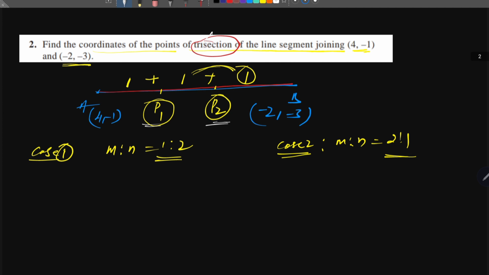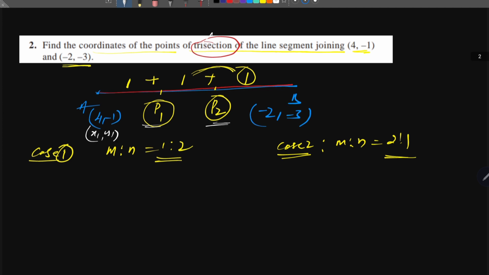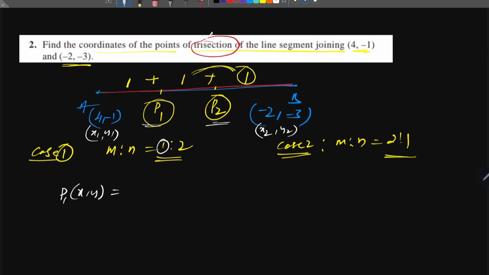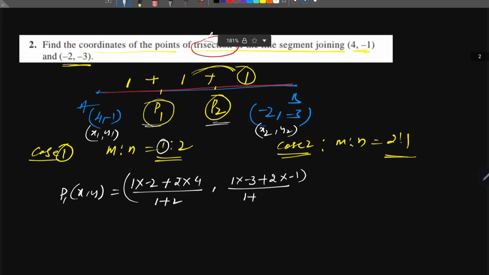So now consider x1, y1 and x2, y2 as the two different points. As per the formula, let us take P1 (x, y), which is equal to (m x2 + n x1) divided by (m + n), where m is considered as 1. So 1 into x2 is minus 2, plus n value 2, 2 into x1 is 4, divided by m plus n, so 1 plus 2, comma, (m y2 + n y1) divided by (m + n). M is 1 into y2 is minus 3, plus n is 2, 2 into y1 is minus 1, divided by m plus n, which is 1 plus 2.